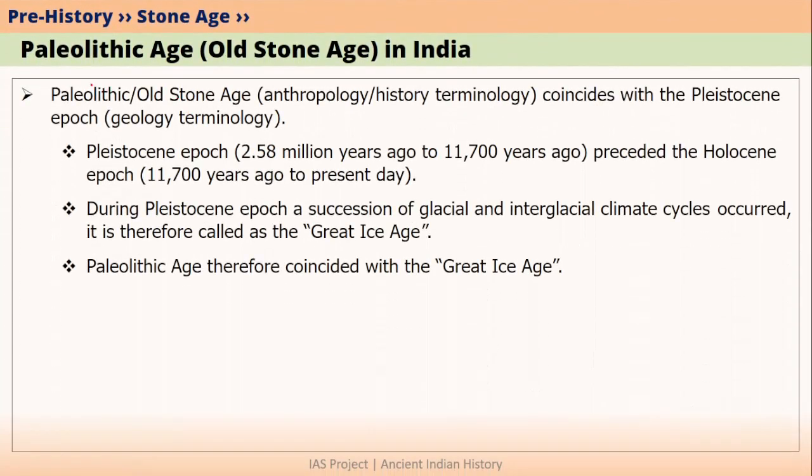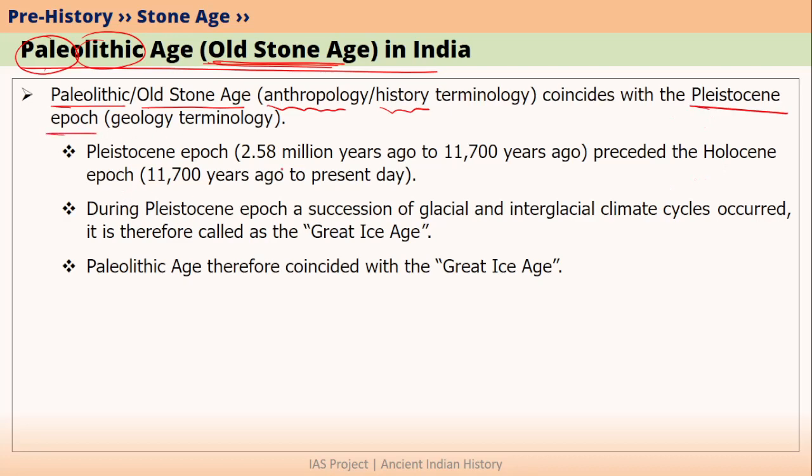Now let's talk about the first part of Stone Age, that is Paleolithic Age. As we have learnt, Paleo means old, Lithic means stone, so it is also called Old Stone Age. We must remember that the words Paleolithic or Old Stone Age are terms which are used in anthropology and history. And these periods also coincide with a geological period, and that geological period is simply called the Pleistocene epoch.